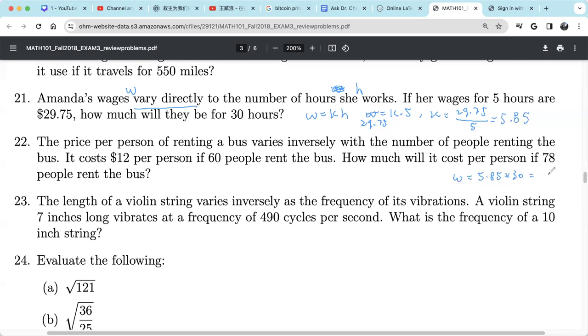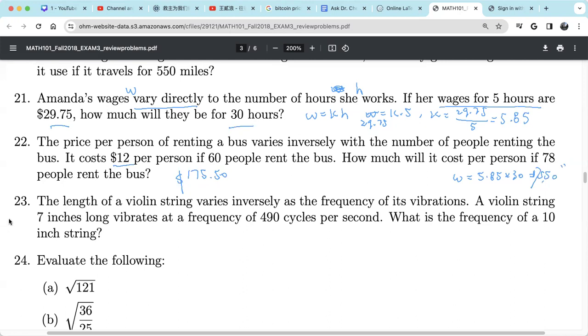So 3 times 585: 3 times 5 is 15, carry 1. 3 times 8 is 24, carry 2. 3 times 5 is 15. So 17, then we have 2, then a 0 from 30. We have 2 decimal places, so it's about 175.50, $175.50. So we use the first relation to find the constant K, then we plug in 30 hours.